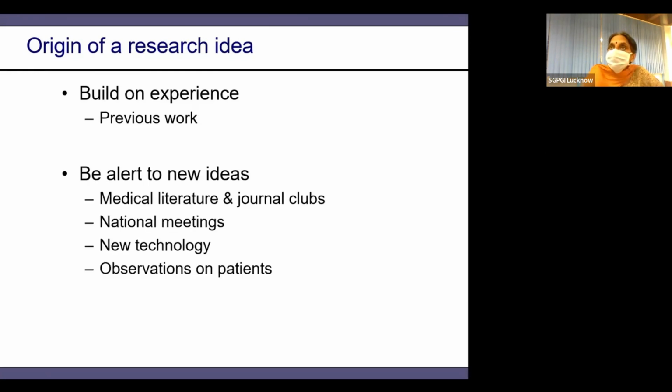You also should be alert to new ideas, either when you're reading or when your friends are presenting journal clubs, because journal clubs are one place where you can really think of new ideas. Most of the journal clubs presented in most departments are on very recent topics. They are state-of-the-art articles, and they would also throw up some questions. Alternatively, when you attend national meetings, data is presented. Some of the data may look very different, and you might think, why are they finding this kind of result? And you may like to answer that question.